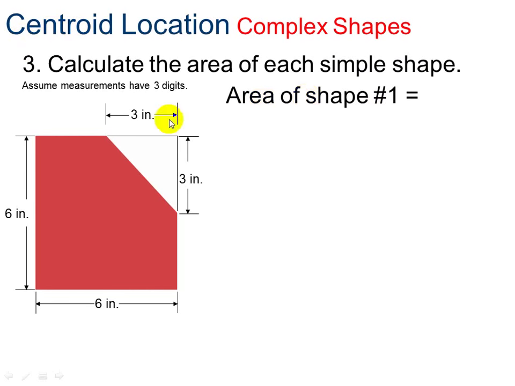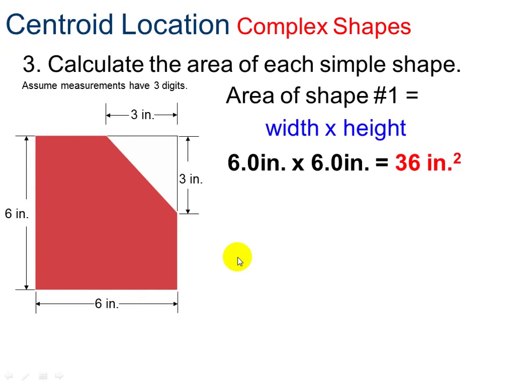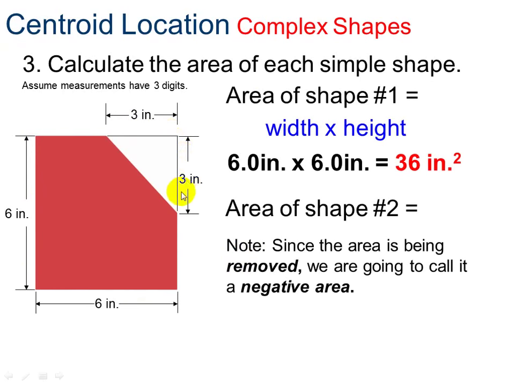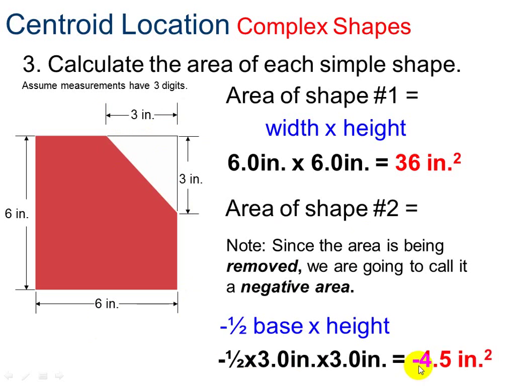So let's calculate the area of shape 1, the whole square. It is 6 by 6, so the area will be 36 inches squared. And then let's calculate the area of my shape number 2. It's a triangle, so it's base times height, 3 times 3, divided by 2. Since we are going to remove this area, I'm going to label it with a negative sign, so that makes my summation subtract this value. So it is a negative 4.5, and again the negative is because I want to take this area away.